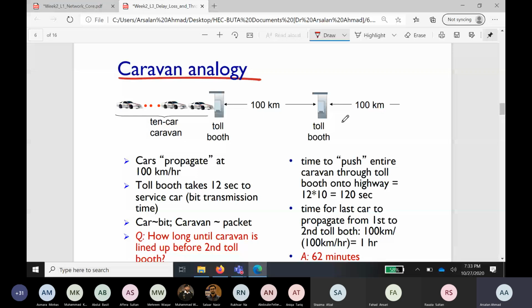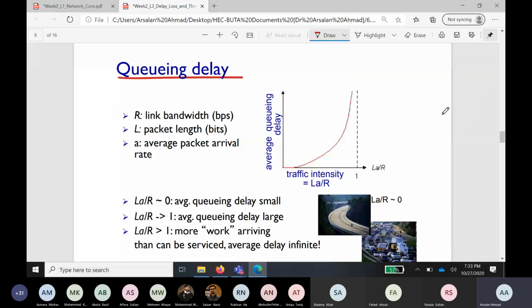Then the queuing delay. As we said in the previous lecture as well, quantifying the queuing delay is very hard. We don't have a clear formula. We usually neglect processing delay. We have a formula for transmission delay, L by R. We have a formula for propagation delay, D by S. And for the queuing delay, if we know the number of packets in the queue, we can quantify queuing delay.